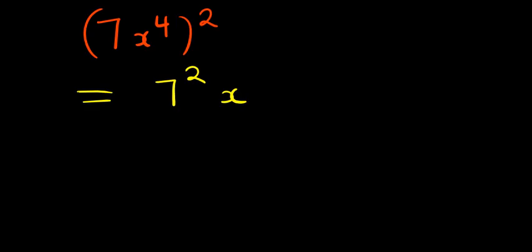Let's solve another one. Let's say this time around I've got 7x to the power 4, then let's say I've got a 2 outside. How do I solve such a one? So the power is going to fall on everything that we have in the brackets. So in this case I'm going to have 7 squared, then x, I've got 4. This 4 is going to multiply with the 2. So I'm going to have 7 squared, that will give me 49. X to the power 4 multiplied by 2, that will give me x to the power 8.